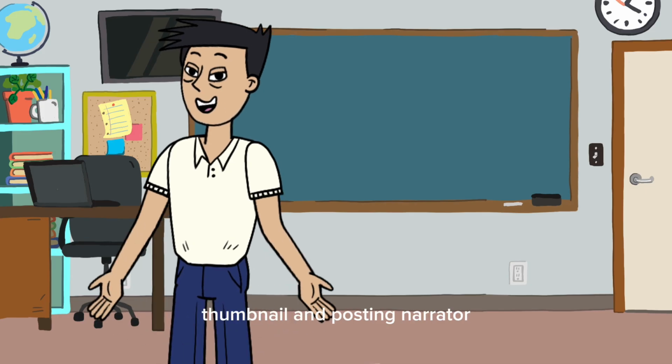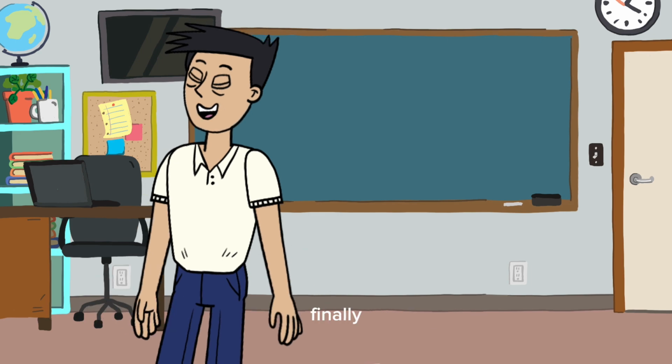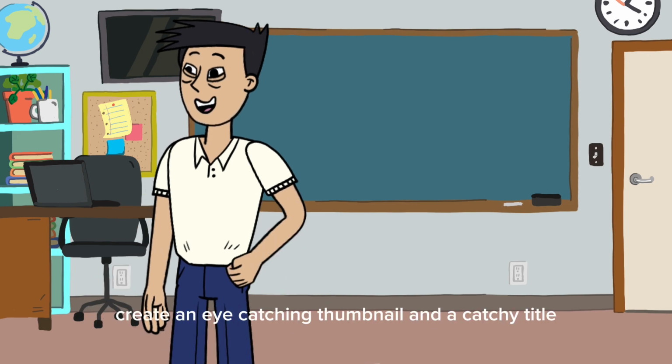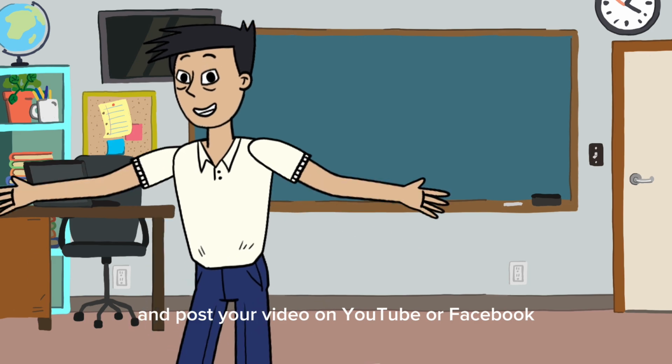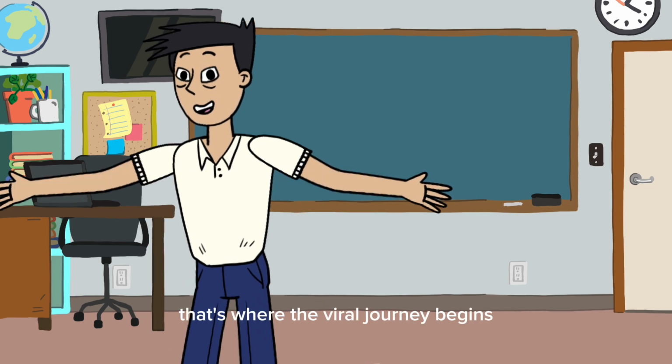Scene 6. Thumbnail and posting. Narrator: Finally, create an eye-catching thumbnail and a catchy title. Use Canva for thumbnails and post your video on YouTube or Facebook. That's where the viral journey begins.